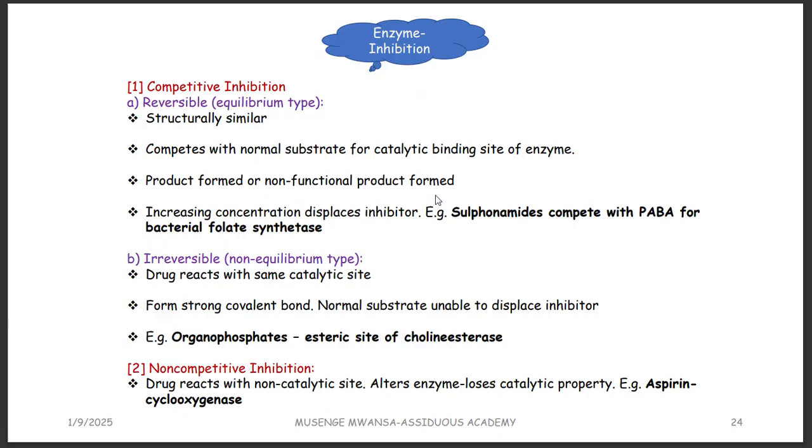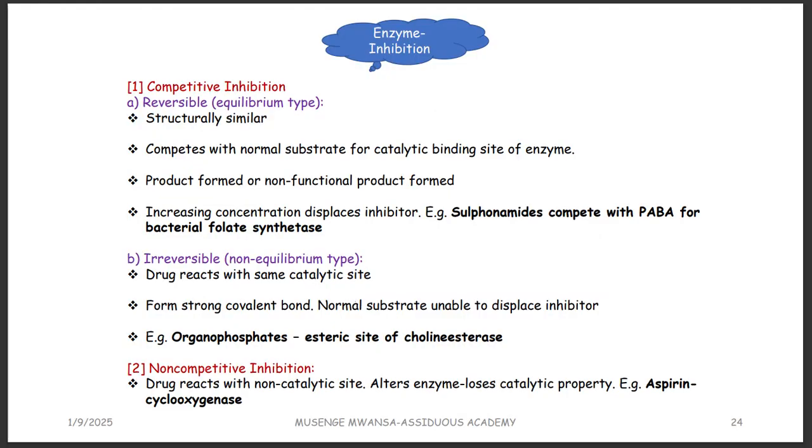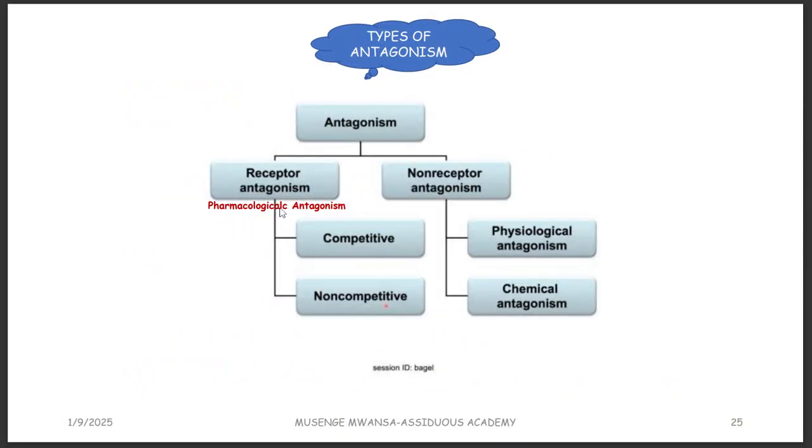Here I've talked about competitive inhibition. These are actually antagonists. The inhibitors are called antagonists because they are preventing the actual function of that hormone or substrate. Receptor antagonism is also known as pharmacological antagonism. It can be competitive or non-competitive. Those are known as receptor or pharmacological antagonism.